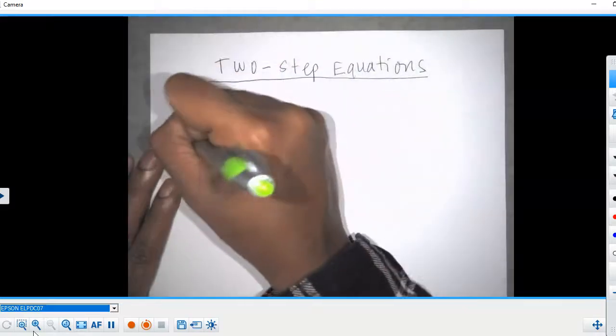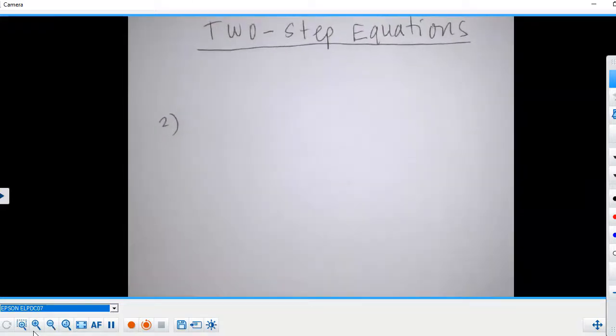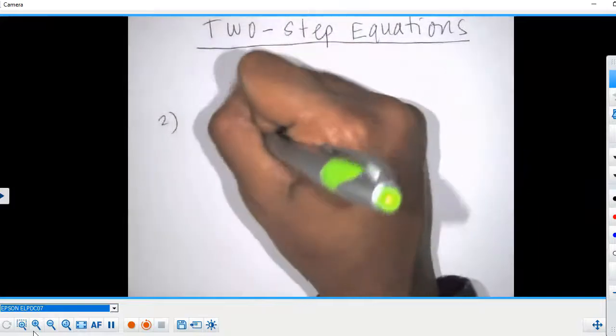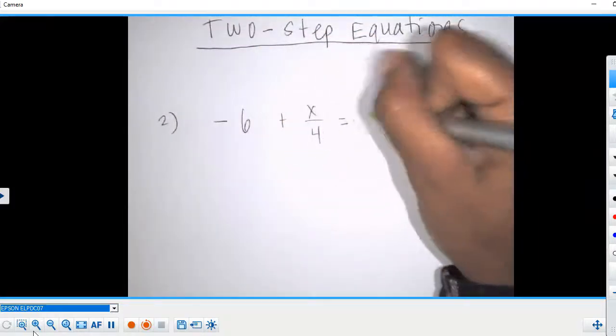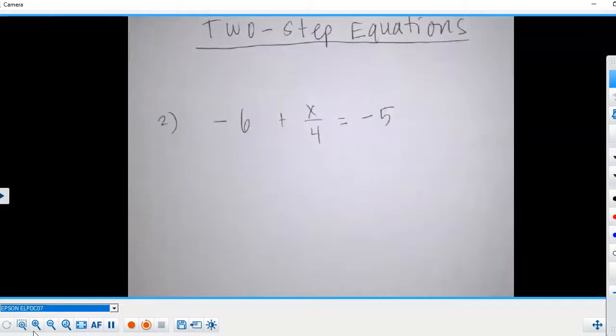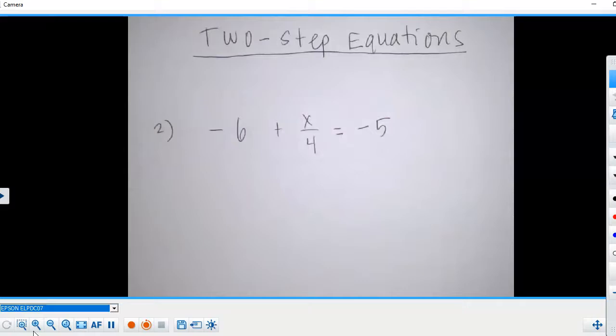So let's look at number 2. All right, number 2 says -6 plus x over 4 is equal to -5. The first thing I'm looking at in this particular problem is, I see the title's 2 steps. I need to do 2 steps. So first, let's identify what operations are happening, and then identify what the inverse operations would be.